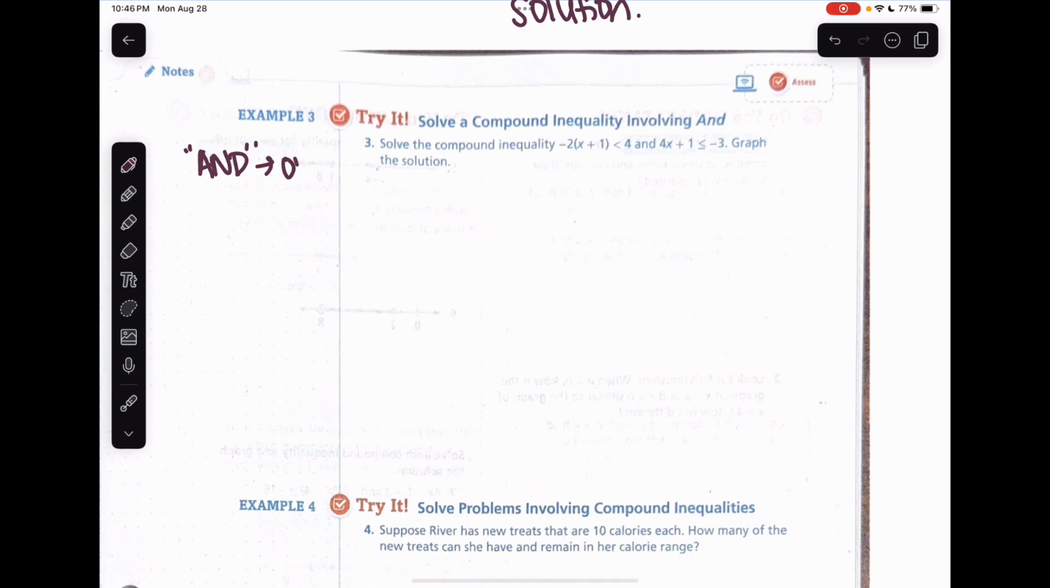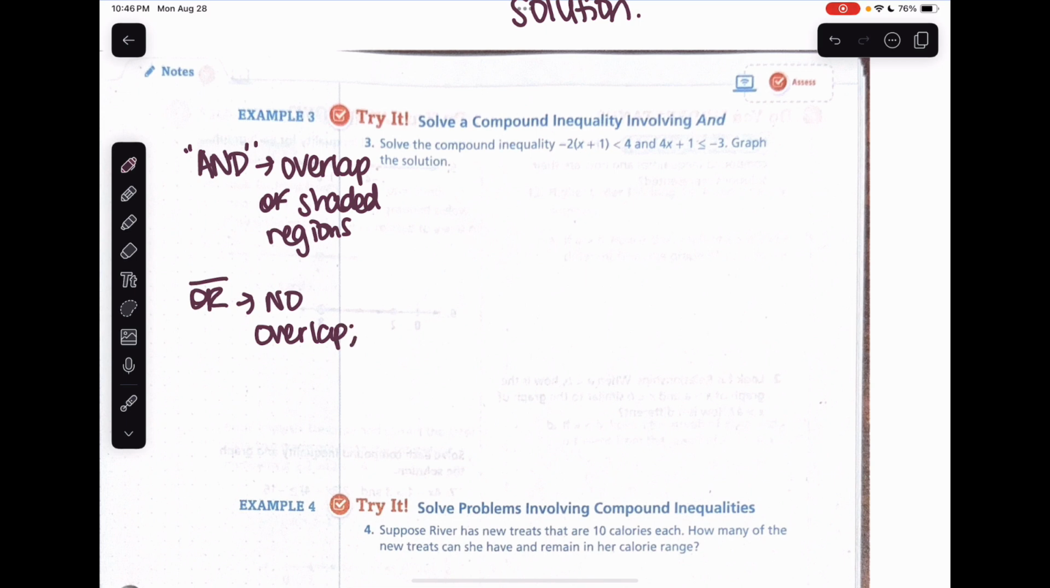So an and statement, we've got an overlap of the shaded regions. Okay, an or statement, there would obviously be no overlap. Different directions. Okay, so let's go ahead and solve, and I'll rewrite first.